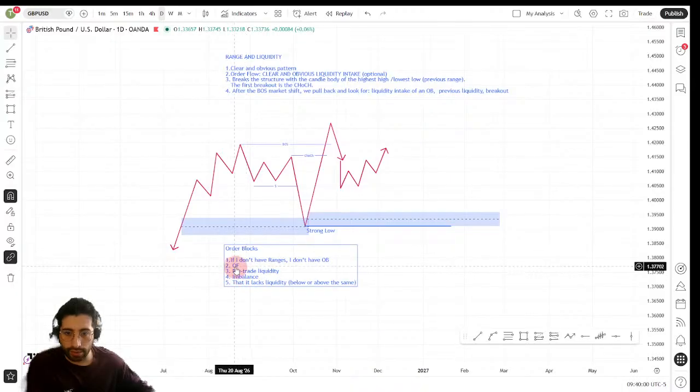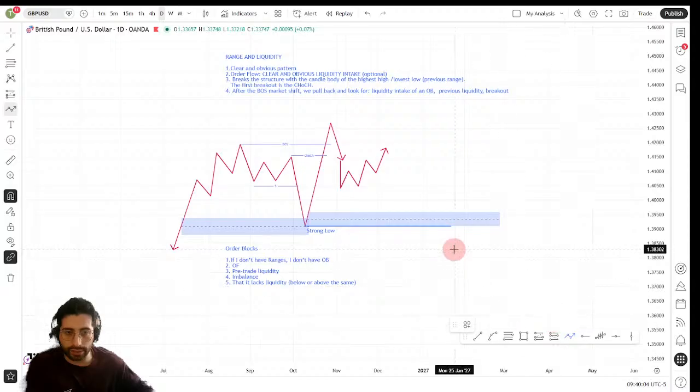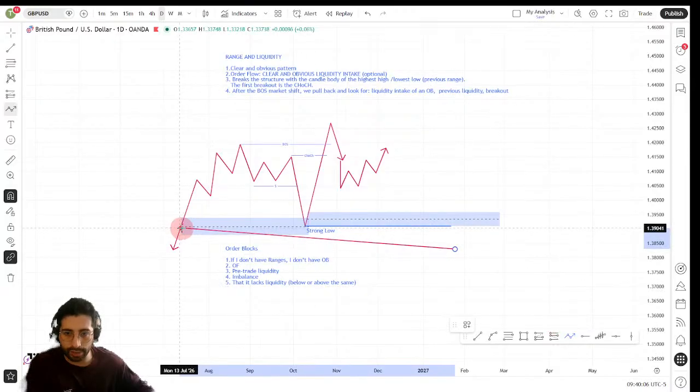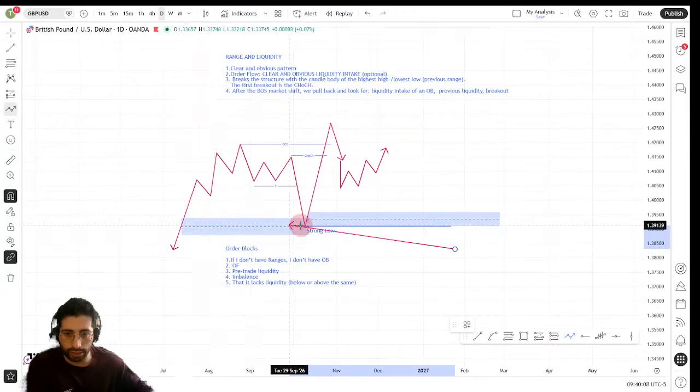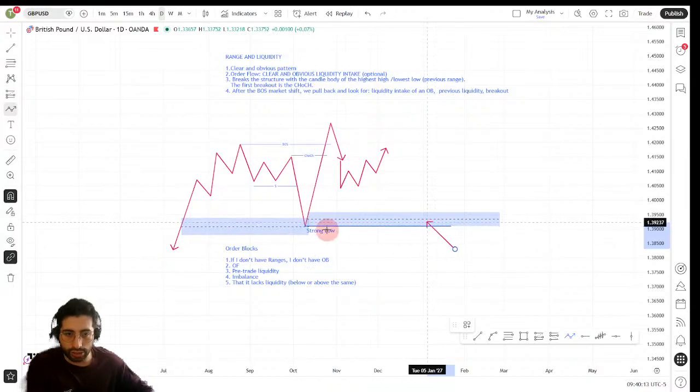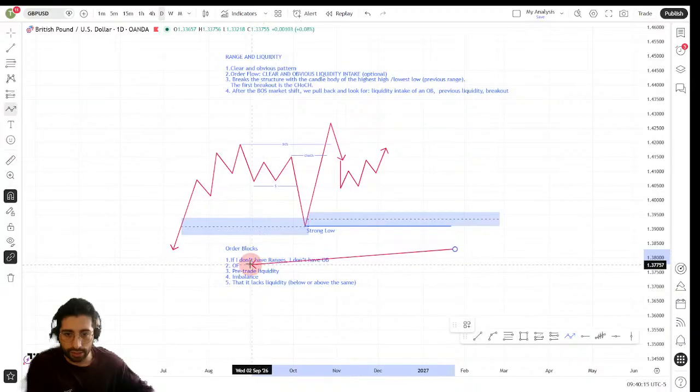Perfect. Now, order flow. Does order flow exist? Yes, it does. First the price reacted on this order block, which was here, and now it provides us a new order block which is not mitigated yet. So we have order flow. Perfect. Number three, pre-trade liquidity.